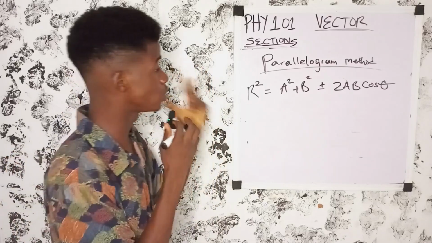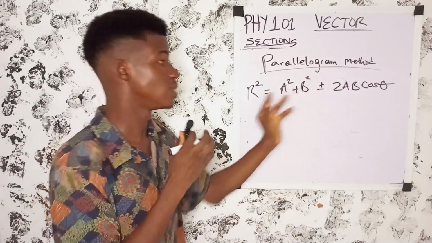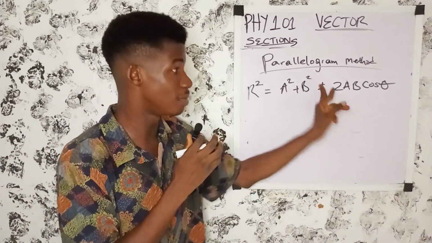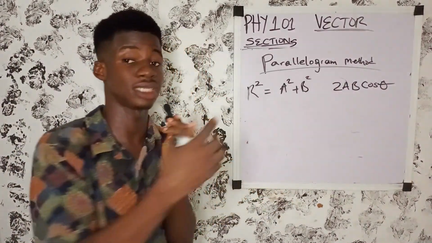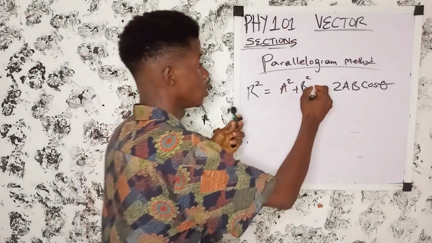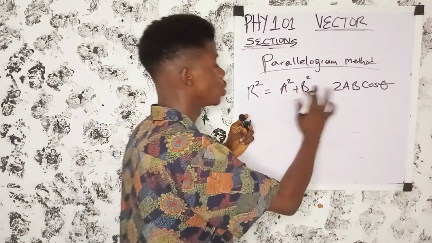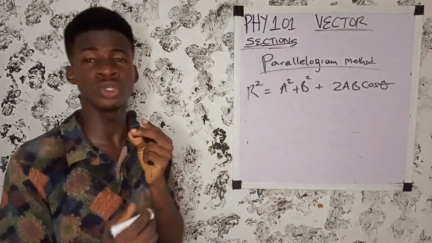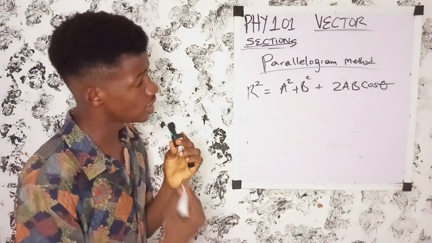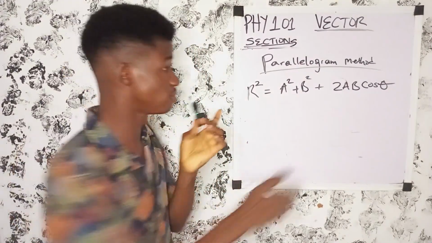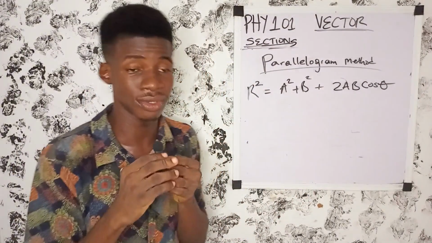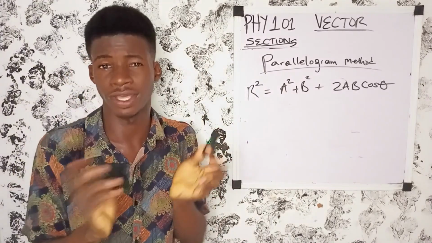Now, the formula can either be in two forms. We can have the one in which it is minus, and we can also have the one in which it is plus. Now, how do you know which formula to use, the one with plus or minus? It depends on the direction of the vectors.